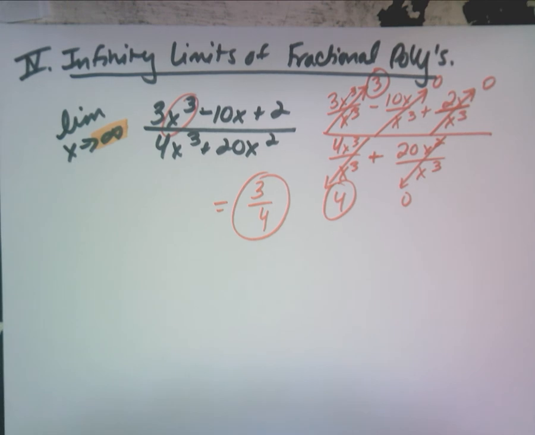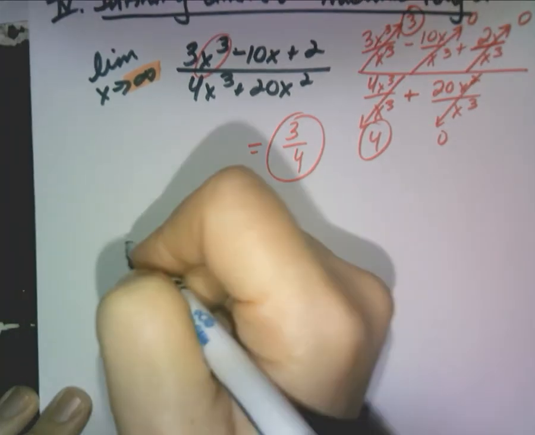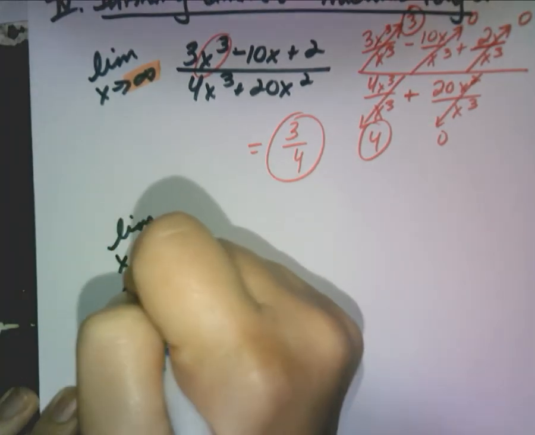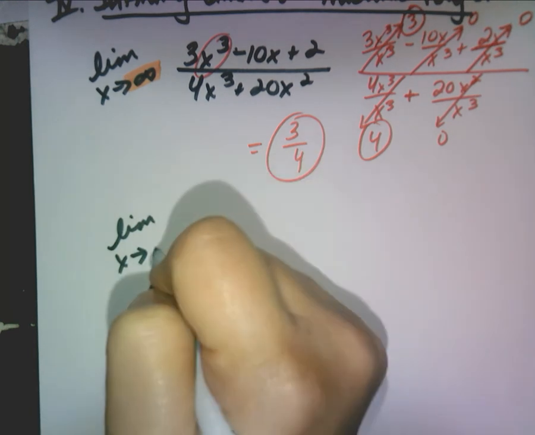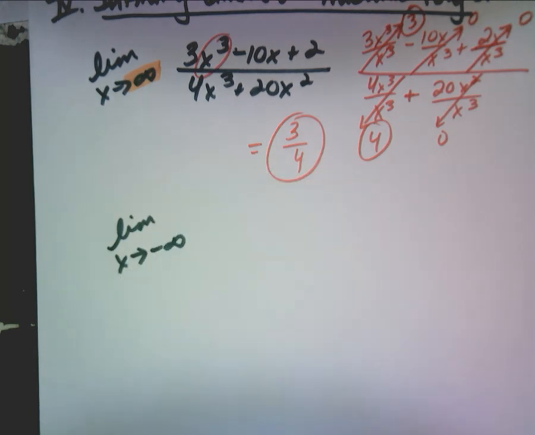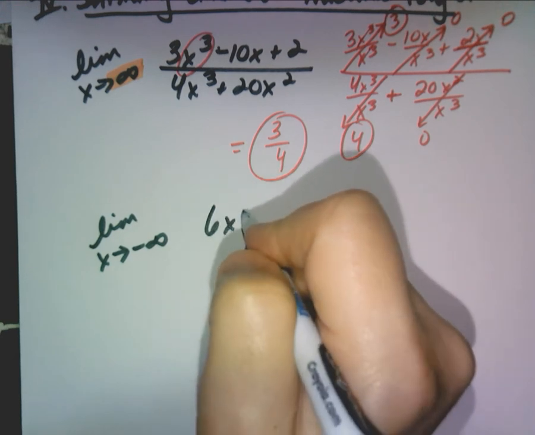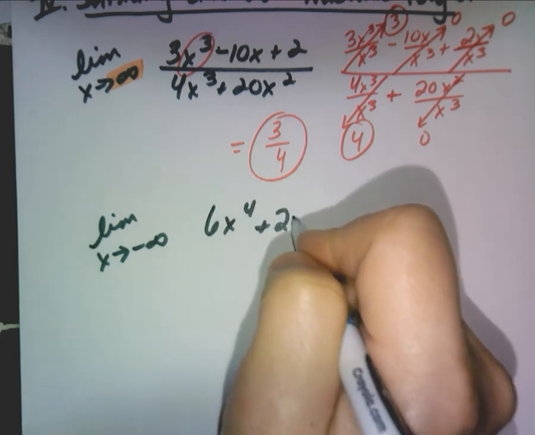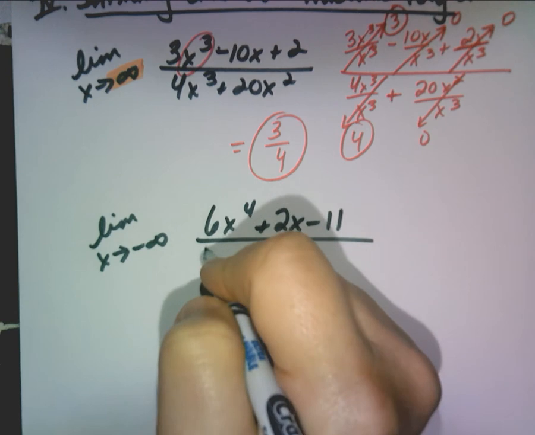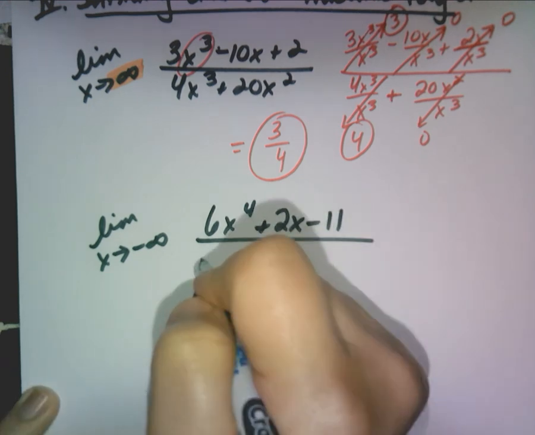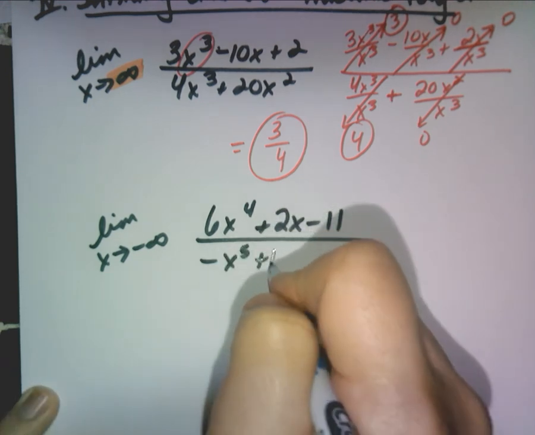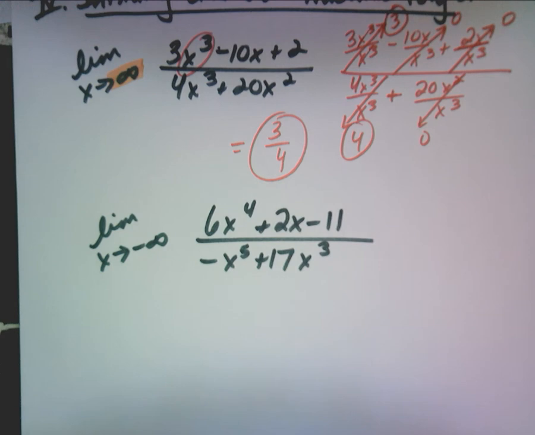Okay. Let me do another one real quick. Limit as x goes to, we'll do negative infinity because it doesn't matter as long as it's an infinity, of 6x to the fourth plus 2x minus 11 over negative x to the fifth plus 17x to the third. Okay, what's your highest degree?